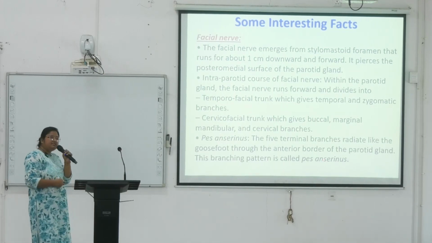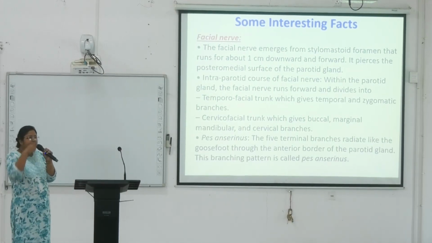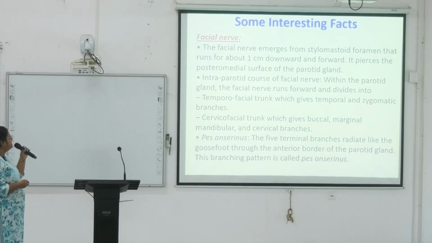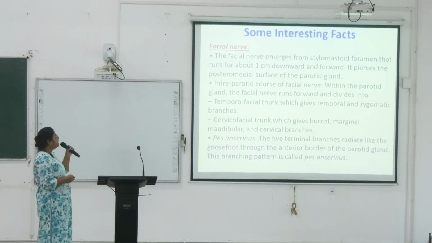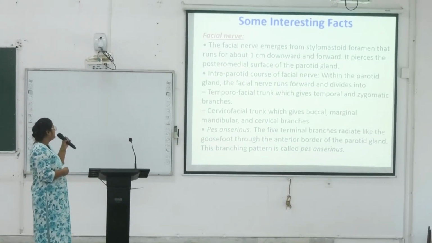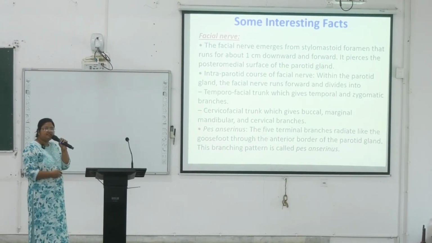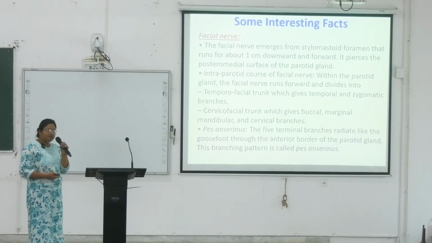What is pes anserinus? This is asked in your viva. What is pes? The five terminal branches radiate like goose feet through the anterior border of the parotid gland, and this branching pattern is called the pes anserinus. Okay, understood?